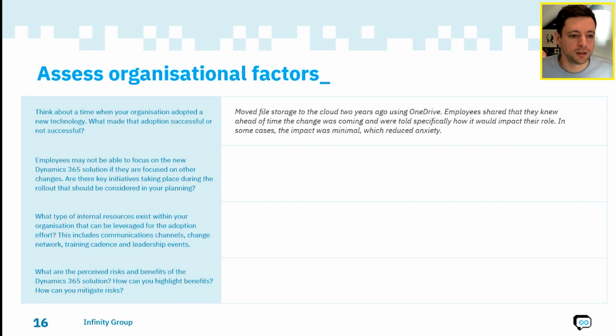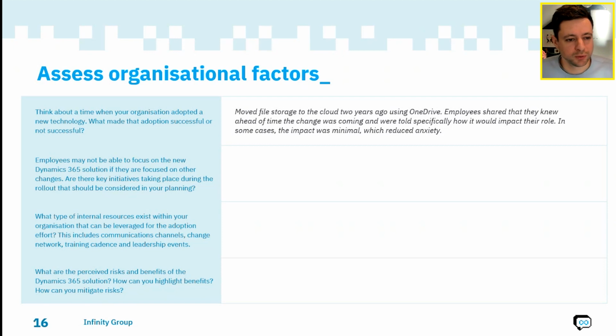We want to look at other change in the organisation as well. So there are other big projects taking place that we need to consider. Do we need to phase this, or do we need to make sure that we've got ring-fenced resources that can work on each of those initiatives? So we need to understand the bigger picture of change that's happening in the organisation.